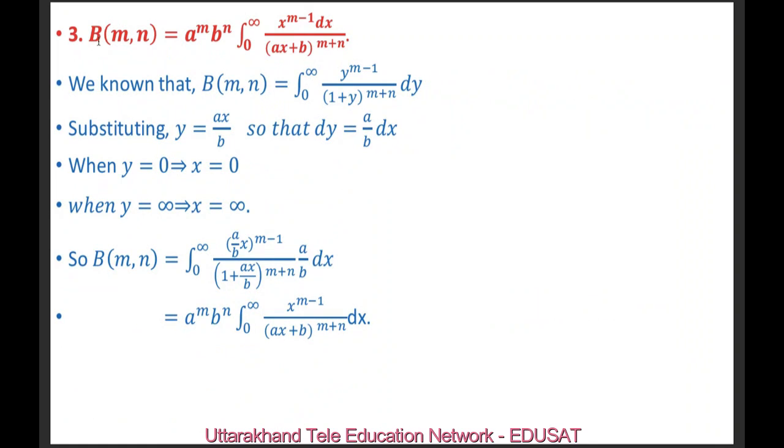Now we will show that beta(m,n) is equal to a^m b^n times the integral from 0 to infinity of x^(m-1) dx over (ax+b)^(m+n). We know that beta(m,n) is equal to the integral from 0 to infinity of y^(m-1) over (1+y)^(m+n) dy. This result we have proved just now.